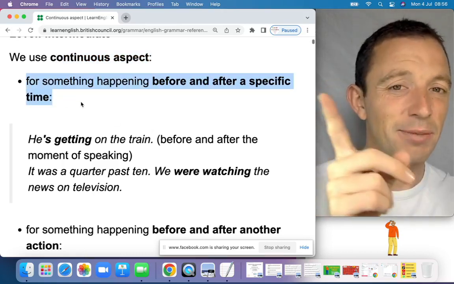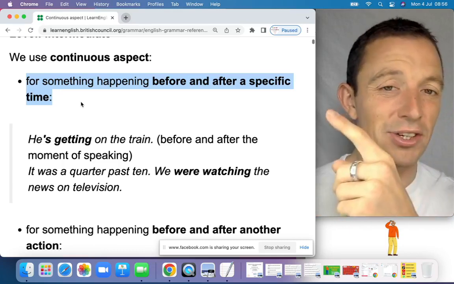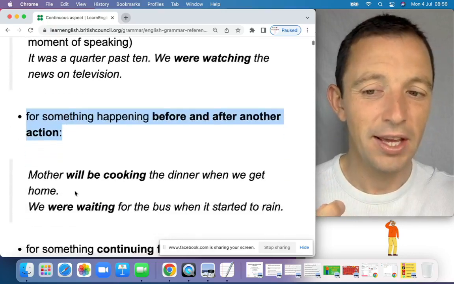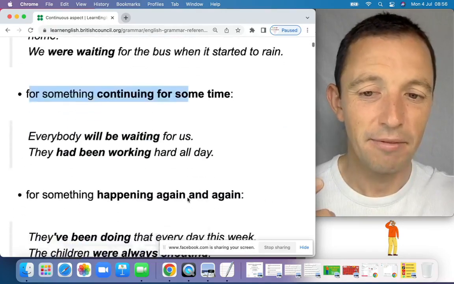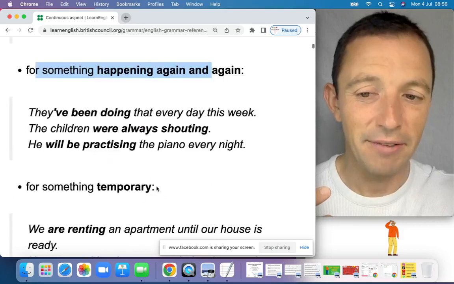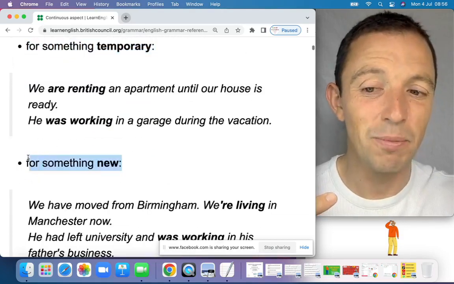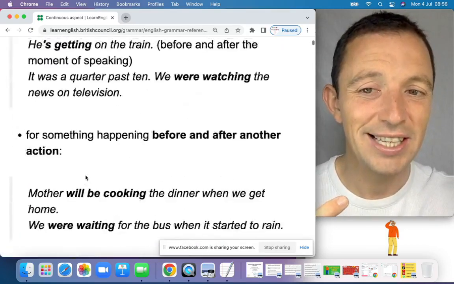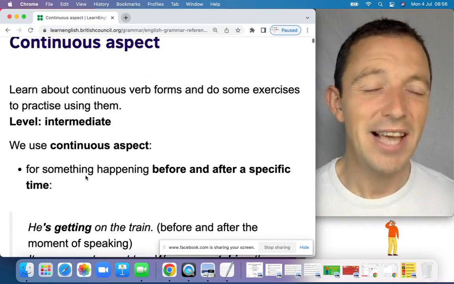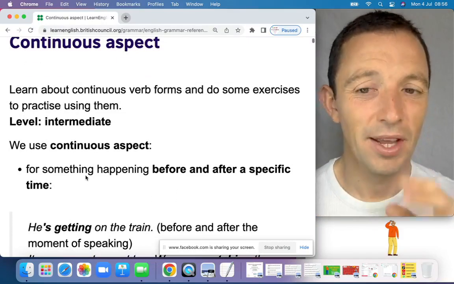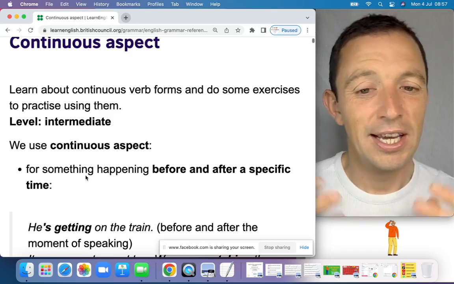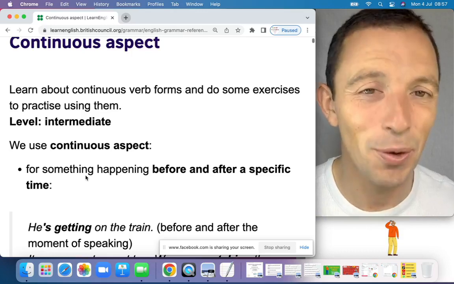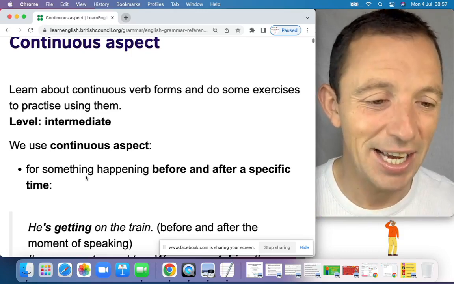This is the first explanation. When we use the present continuous, number 1, this is very similar to number 2, number 3, number 4, number 5, and number 6. Number 7, we have 7 different reasons to use the present continuous. This is interesting, but I think most people probably understand how to use the present continuous anyway.